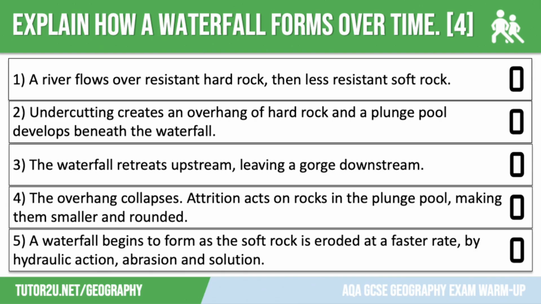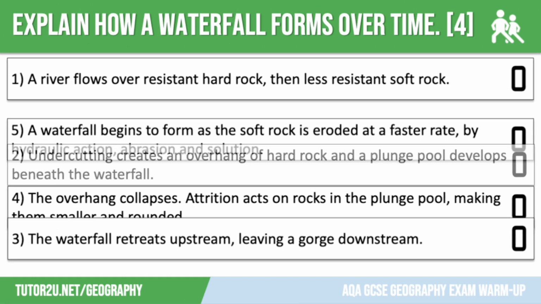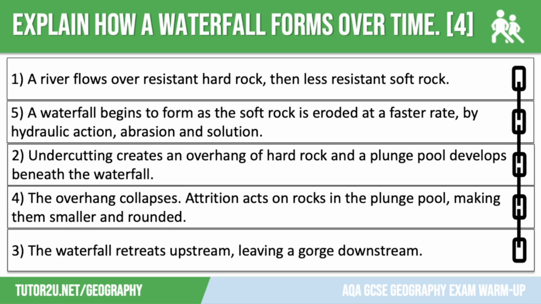Okay, let's check the correct order. Let's have a look at the correct order. A river flows over resistant hard rock, then less resistant soft rock. A waterfall begins to form as a soft rock is eroded at a faster rate by hydraulic abrasion and solution.